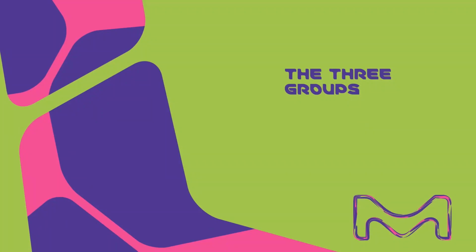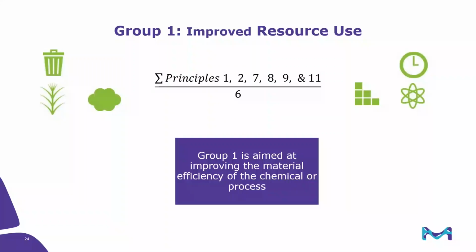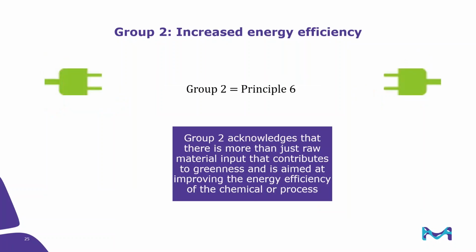Okay, now we have all the 12 principles, algorithms, and the scores. Then how do we make the calculation? So we take the improved resource use group, principles 1, 2, 7, 8, 9, and 11, and we average the score. So we get the group 1 score. Then group 2 is energy efficiency. We take it as it is, because it's only one principle.